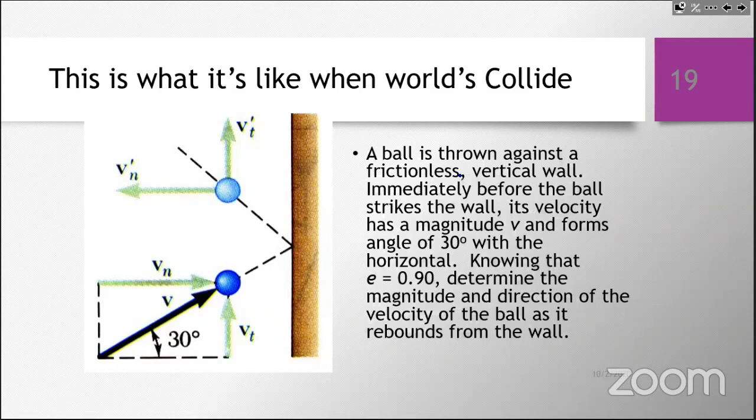So I'm going to throw this ball against this frictionless vertical wall. Like all good walls, it's frictionless. Immediately before the ball strikes the wall, its velocity has a magnitude of v and forms an angle of 30 degrees with the wall. If I know that the coefficient of restitution is 0.9, I want to determine the magnitude and the direction of the velocity of the ball as it rebounds from the wall.